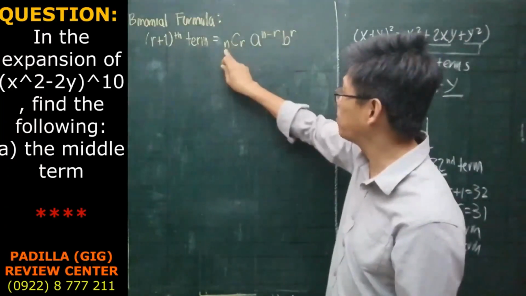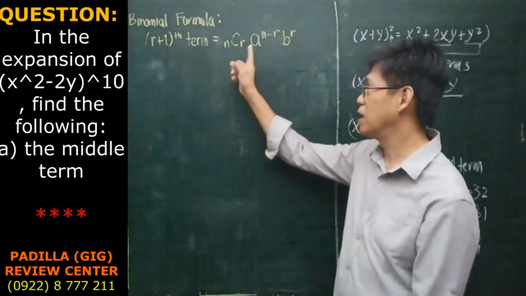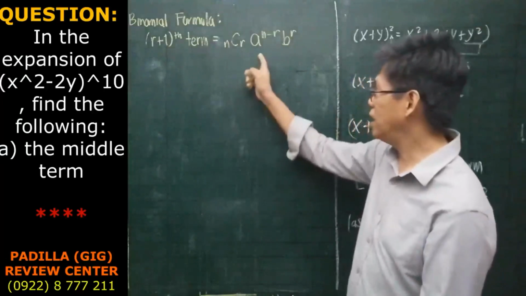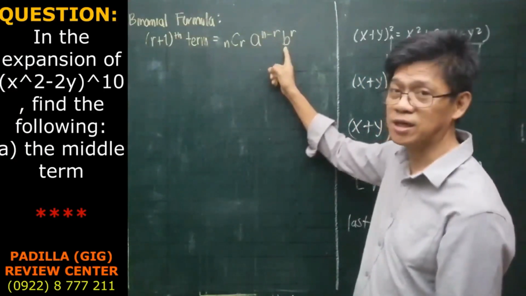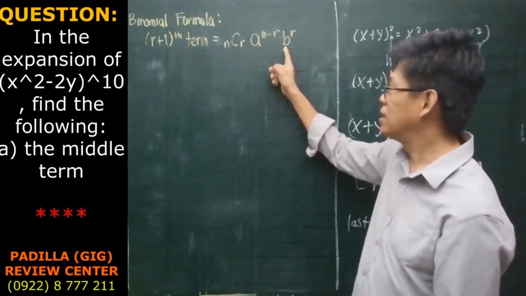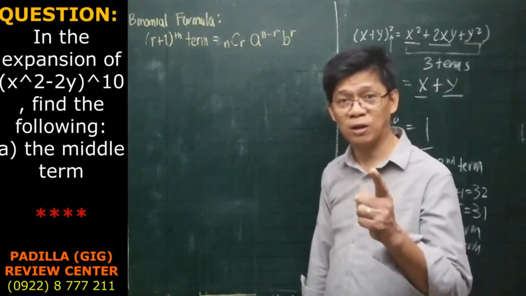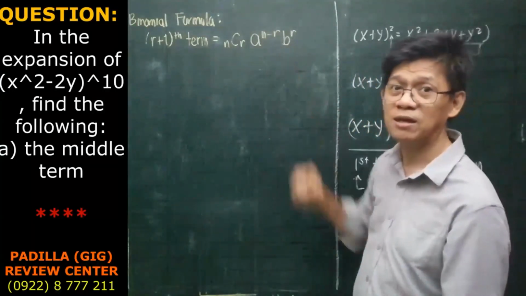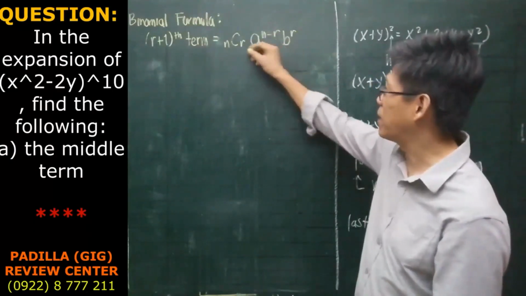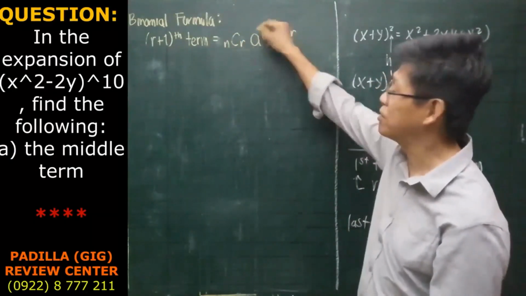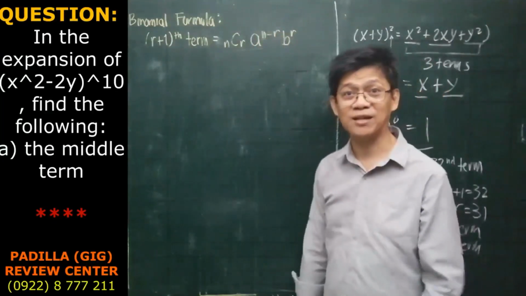So the r plus 1 term is NCR. This is combination of n things taken r at a time. All scientific calculators have this function. A to the n minus r, A is the first term, B is the second term. Now, if B is minus, if the second term is minus, include the minus in the B. So, it's NCR, A to the n minus r, B to the r. Parang crane or craner, no? And craner berry, parang cranberry, no?